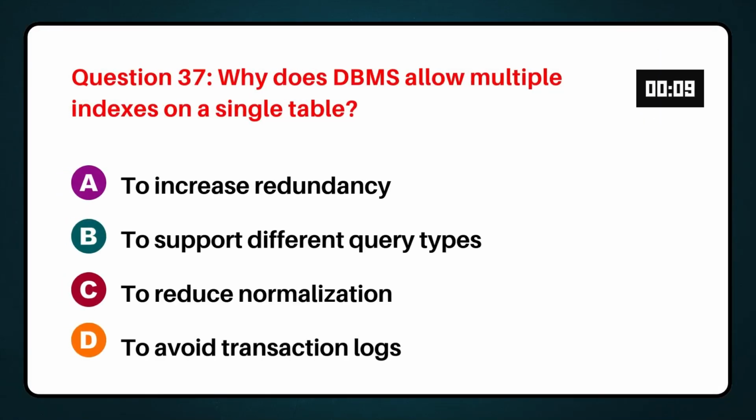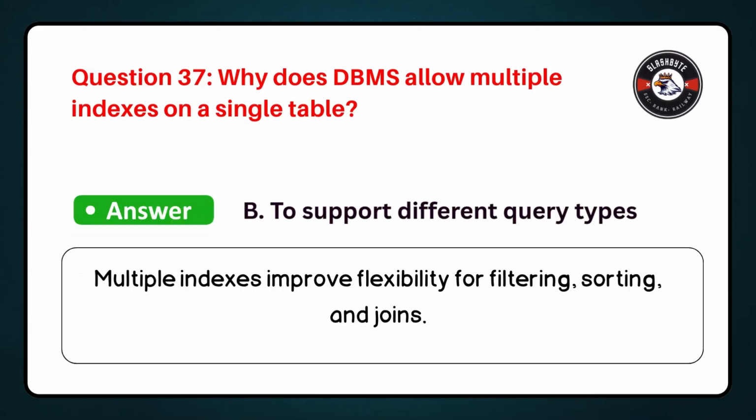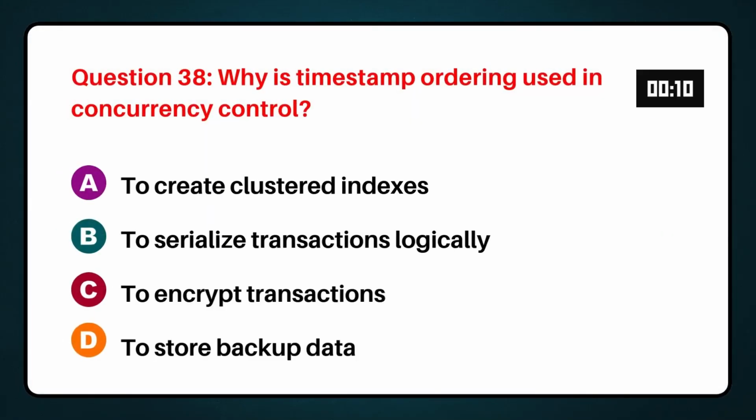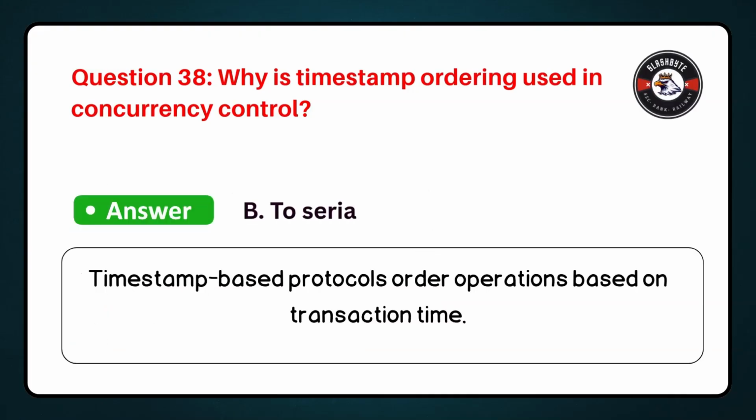Question 37. Why does DBMS allow multiple indexes on a single table? Correct answer, B. To support different query types. Question 38. Why is timestamp ordering used in concurrency control? Correct answer, B. To serialize transactions logically.